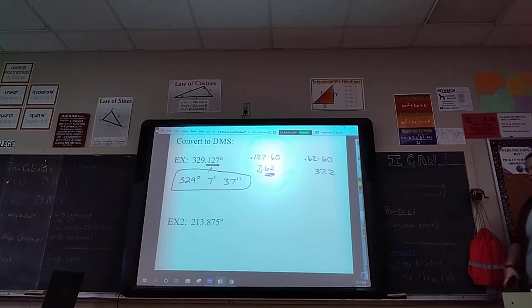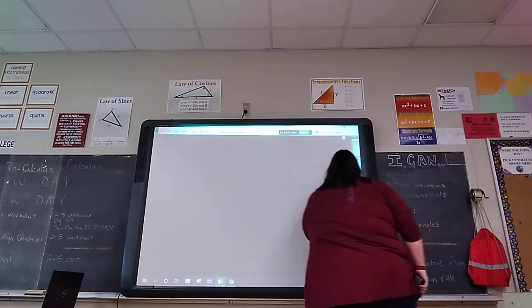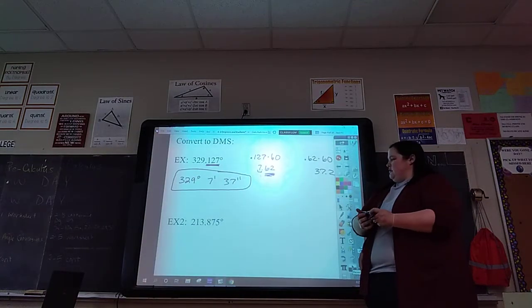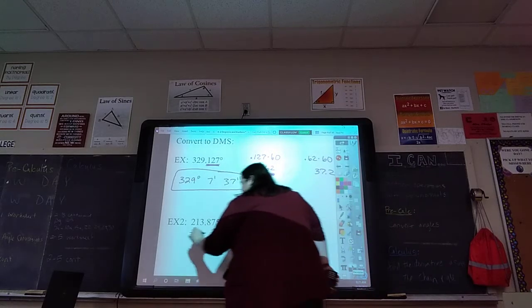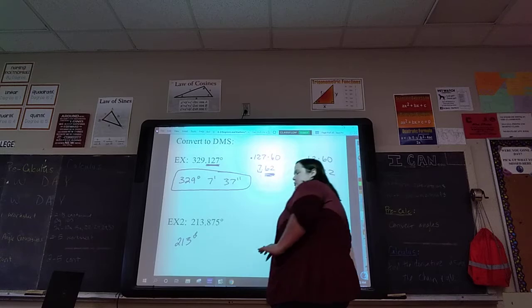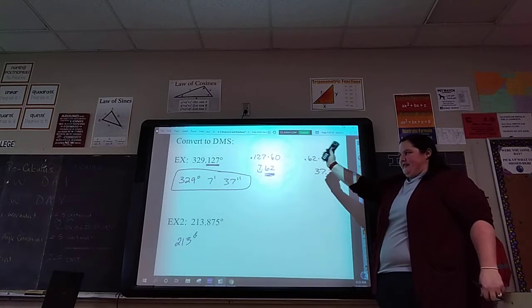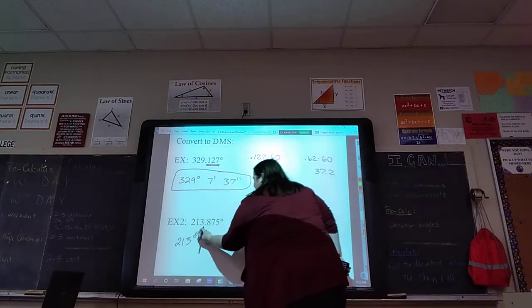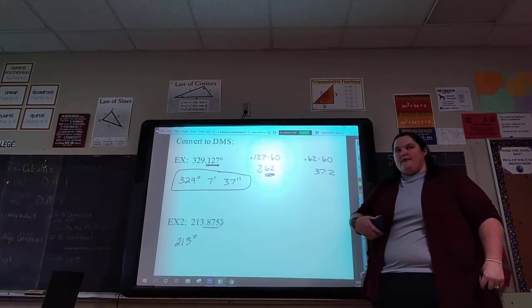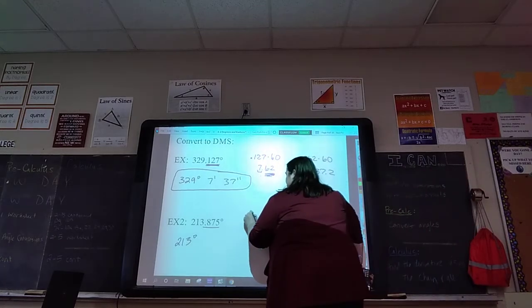So let's do the second one. What do we keep around from the second one? Yep, the 213, that's going to stay our degrees. Anything that's above the decimal point is fine. That's our degree measurement for our degree minute second. Then we're going to take the decimal portion of the degree and convert that into a minute. We're going to take 0.875.